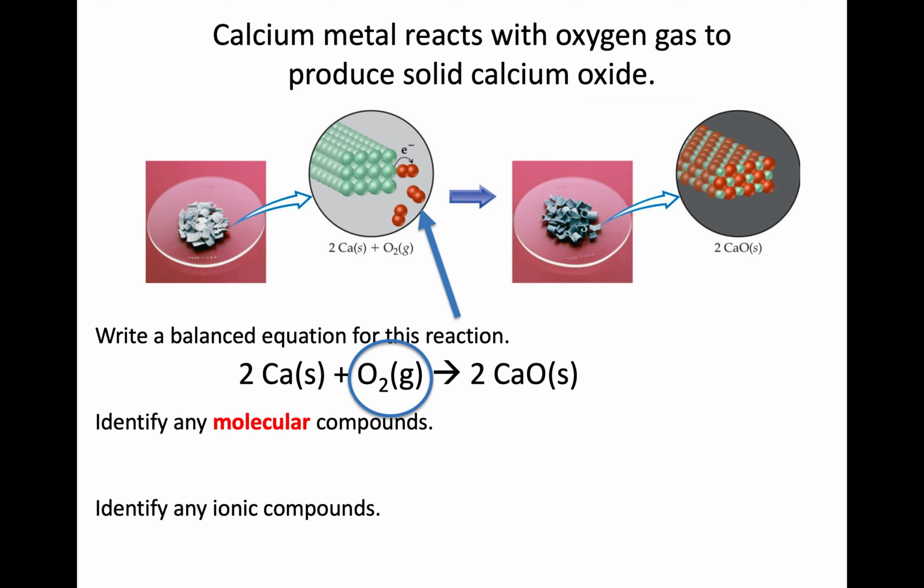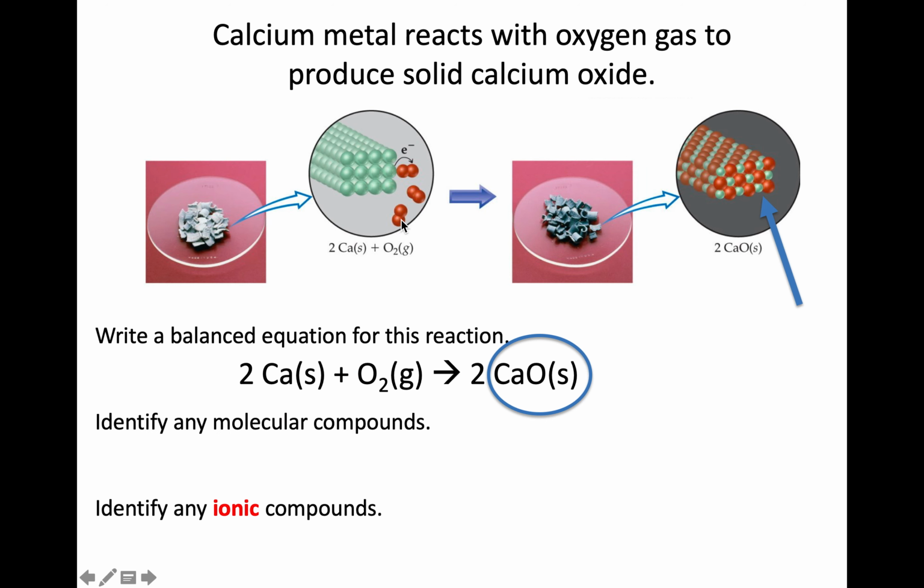Molecular compounds: oxygen gas is oxygen molecules. I like this depiction where they're showing discrete molecules of O2. Ionic compound: calcium oxide includes calcium cations and oxygen anions. That would be an ionic compound. Notice how there's this alternating pattern within a lattice.